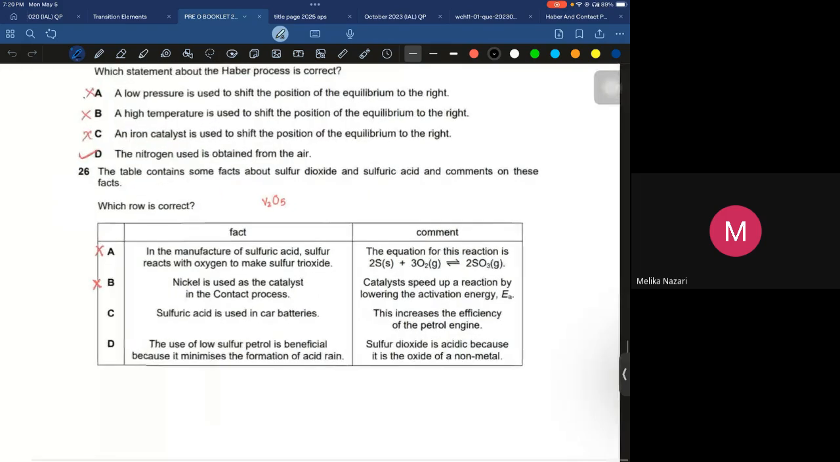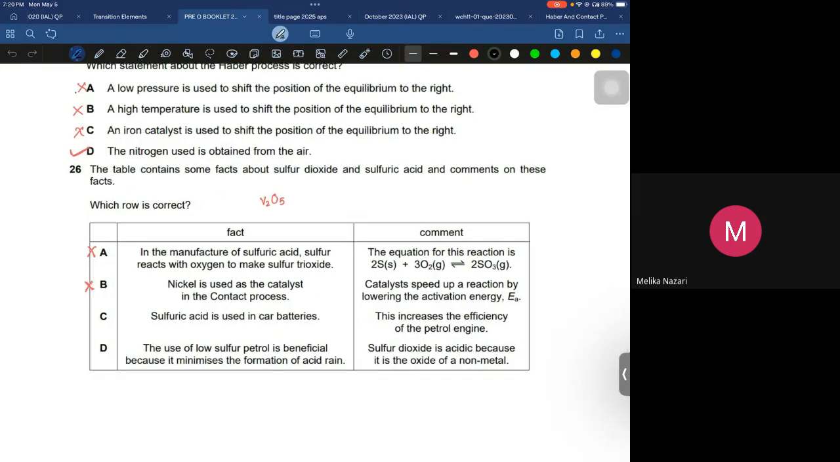Now you can have a comparison. The catalyst name is V2O5, vanadium 5 oxide. The name of the catalyst is vanadium 5 oxide. So they are saying in option B, nickel is used as the catalyst in the contact process. No, this is wrong.